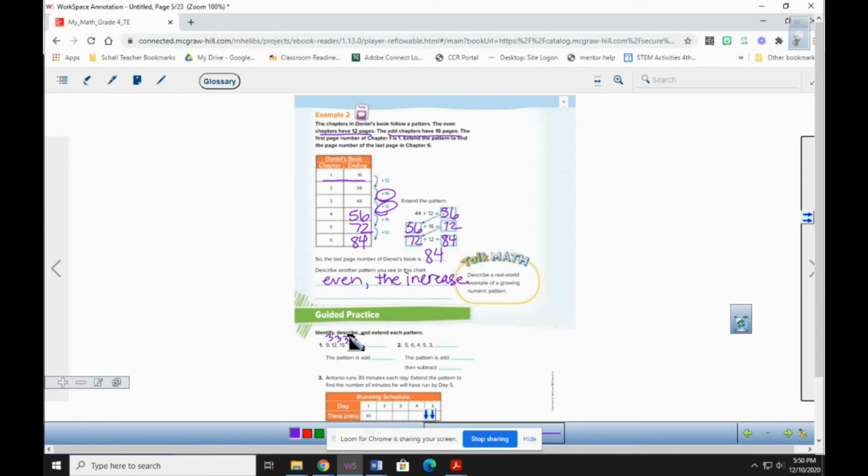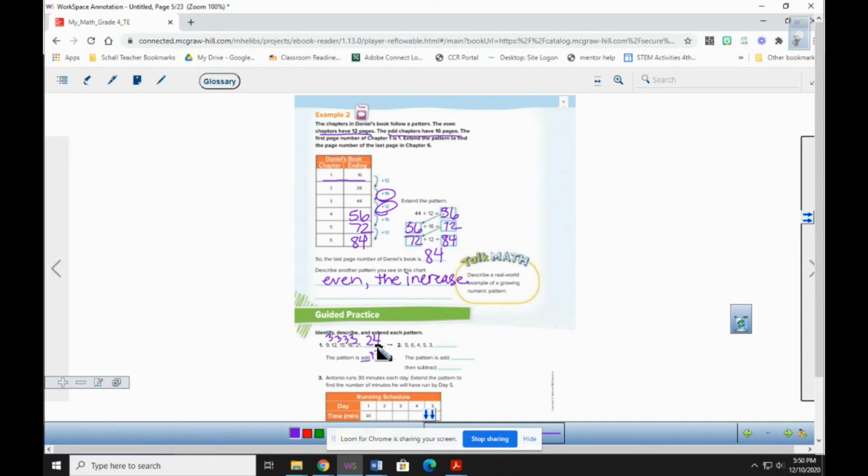So our pattern here is to add 3. They've already written the add there. Otherwise, we would have just put in a plus sign in front of the 3. Now we need to finish the pattern, or extend it. 21 plus 3 gives us 24.